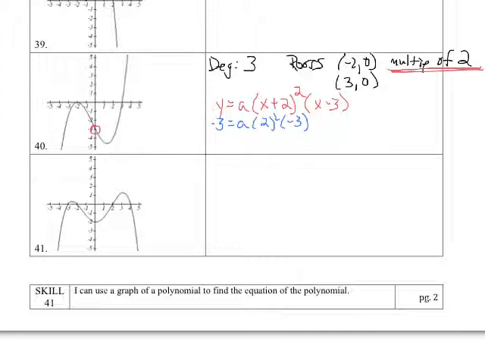So that's a should be equal to 1/4. So now we can write our final equation. y is equal to 1/4 times x plus 2 squared times x minus 3.